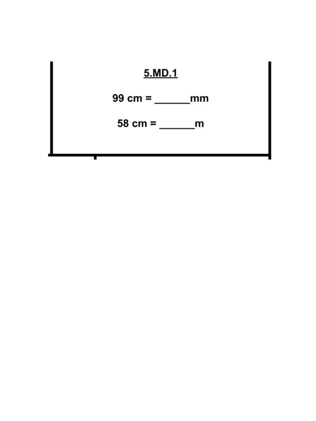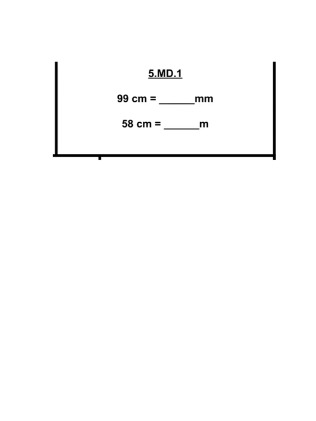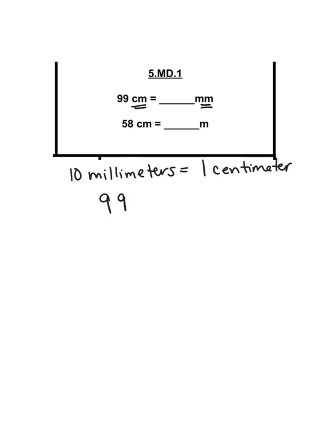Next, we're going to solve our measurement problem. Now, in order to convert centimeters to millimeters, we need to know that there are 10 millimeters in 1 centimeter. So in order to solve this, we're going to take our 99 centimeters and we're going to multiply it by 10, and that will give us 990 millimeters.